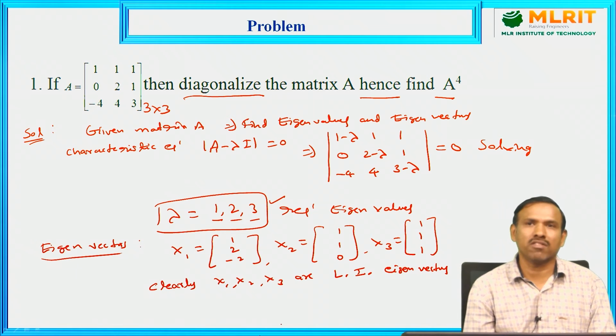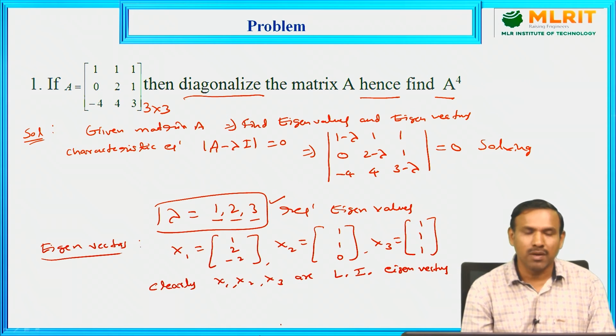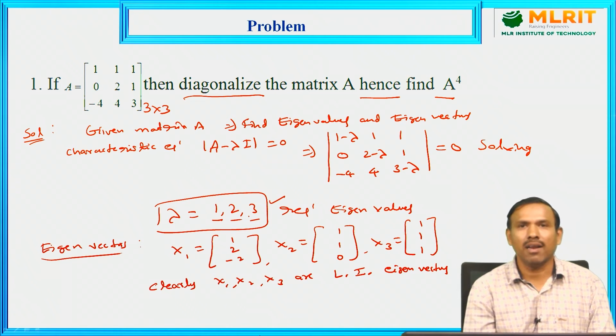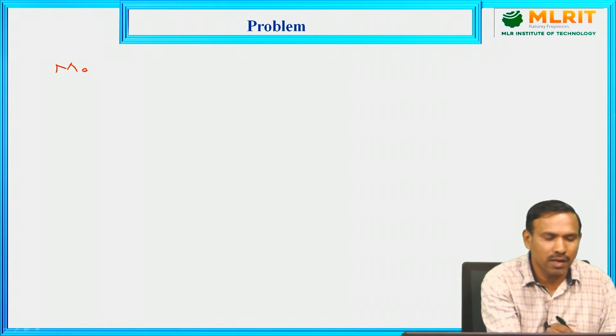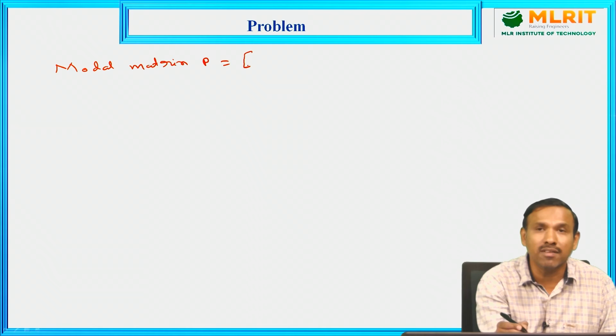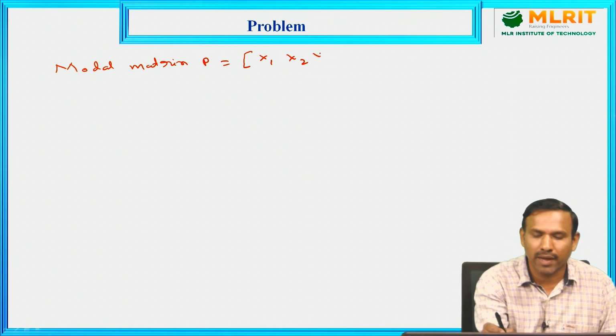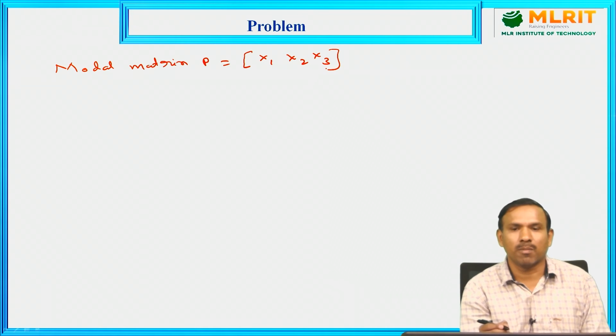So the foremost important step in the diagonalization procedure: first we need to find eigenvalues, then eigenvectors. Now using these eigenvectors, we are going to do the diagonalization procedure. Let us go for the next one. Here, as per the procedure, we need to form the model matrix P. What is the model matrix P? It contains all the eigenvectors x1, x2, x3 as the columns. So this is the model matrix P.